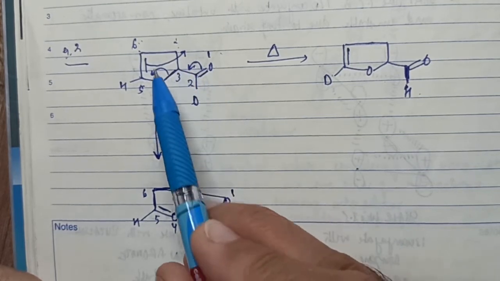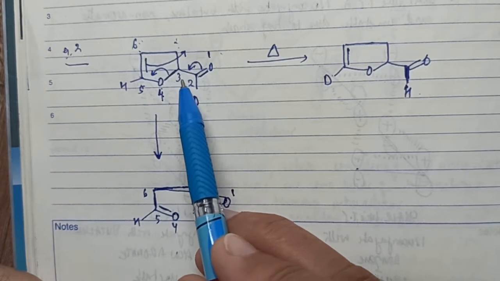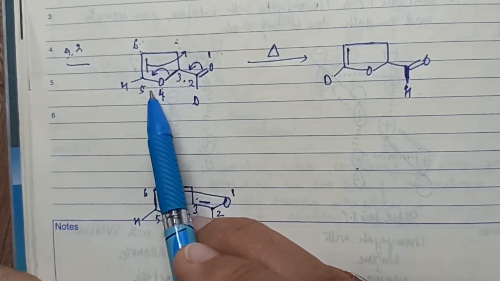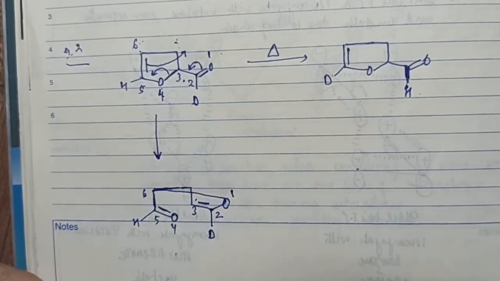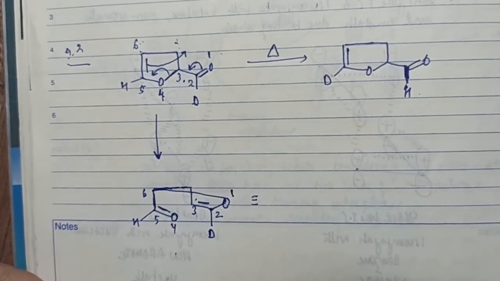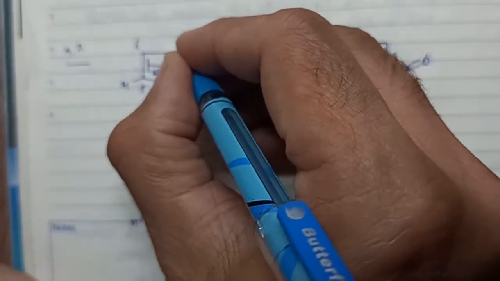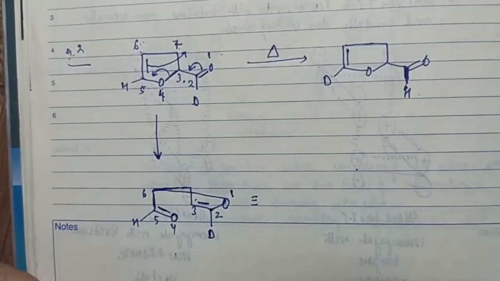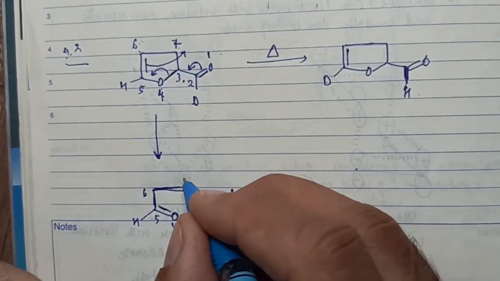3-4 bond breaks, 1-6 bond is formed, 1-2 double bond goes to 2-3, 5-6 double bond goes to 4-5. Now this appears to be a very confusing kind of a molecule. Let's write it in a proper way, and let's number this system further also. Let's say this is the 7th carbon atom here, which I have not drawn. So this one is 7th.